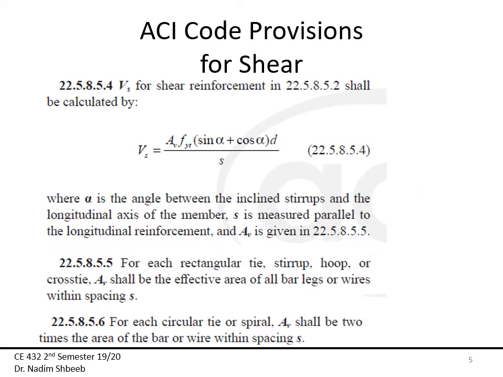Now if I have an angle alpha, and I've shown you this before as well, for whether it's inclined stirrups or bent up bars, then again I know Vs, and the only unknown to me is going to be the spacing. I already talked about the effective area in the previous slide, and for circular ties or for columns, Av is usually 2 times the area of the bar, regardless of the spacing s. So this is always going to be 2 times Av, regardless.